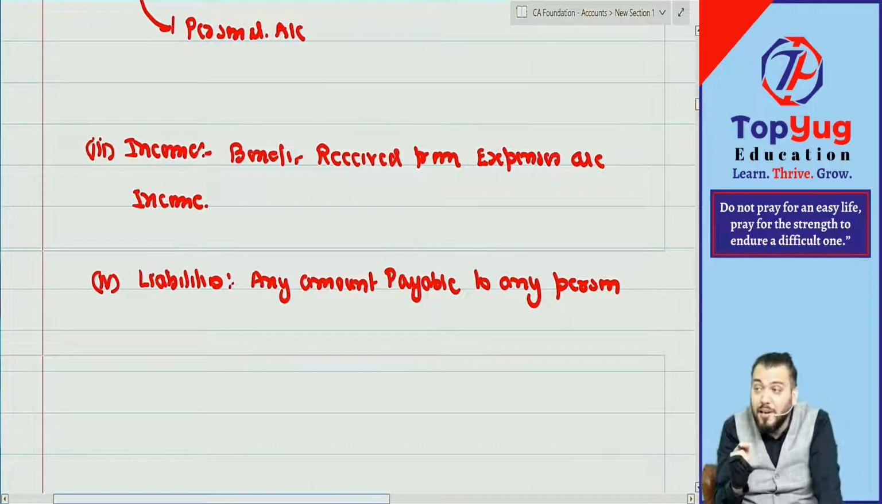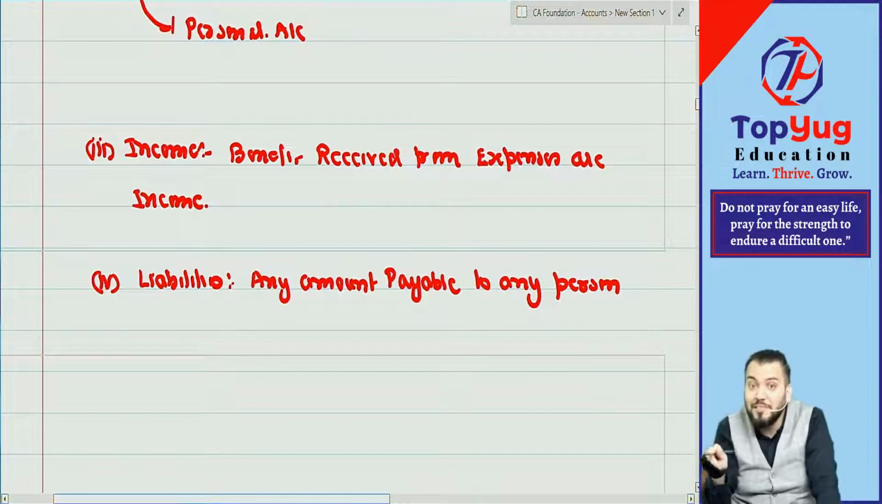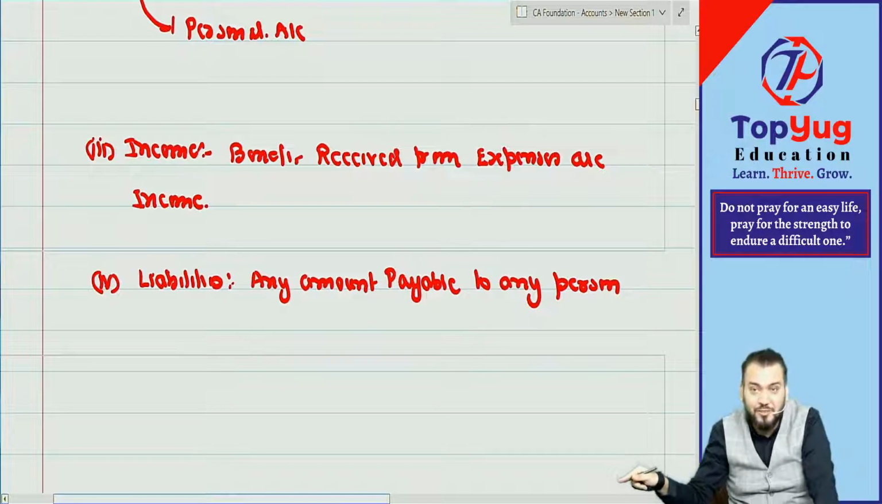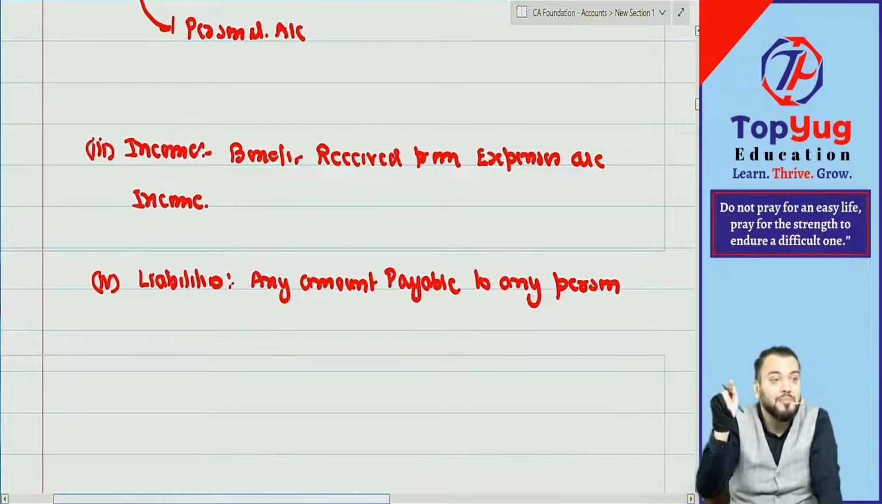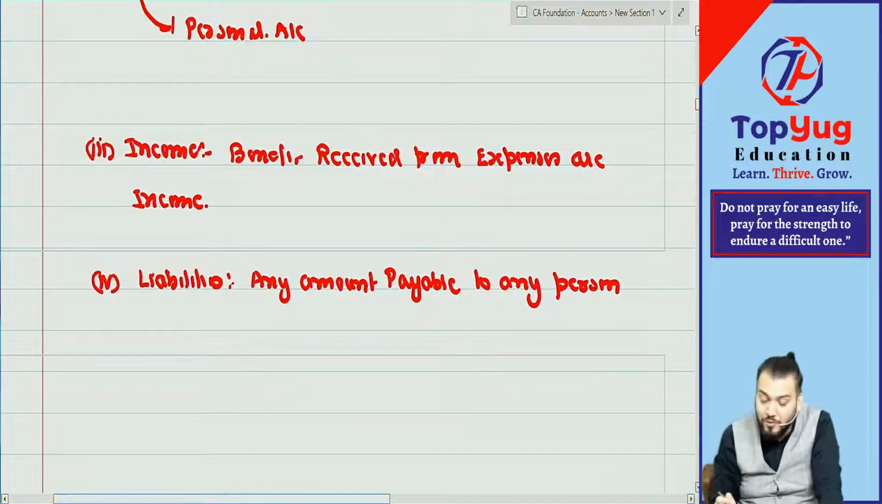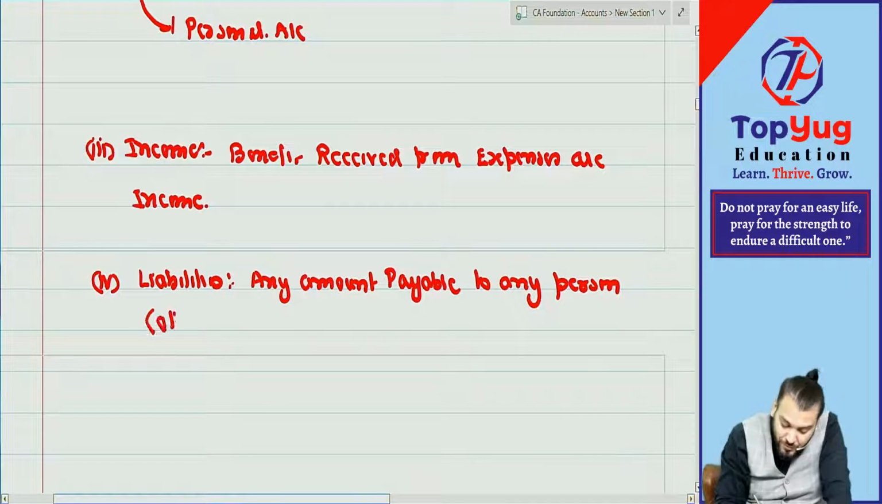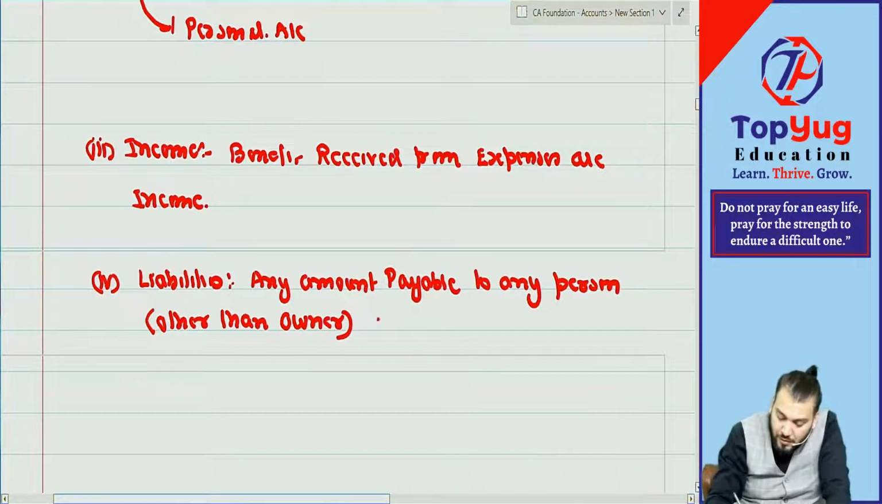Any amount payable to owner becomes capital. So if Ram and Company pays some amount to Ram, then it is capital. But if Ram and Company pays some amount to Shyam, then it is a liability. Understood? So any amount payable to any person other than owner are liabilities. Correct?